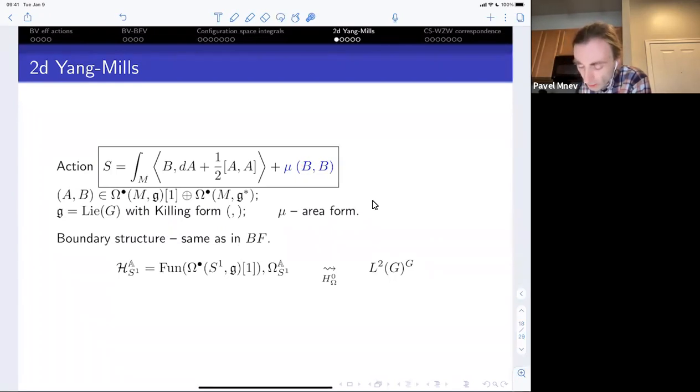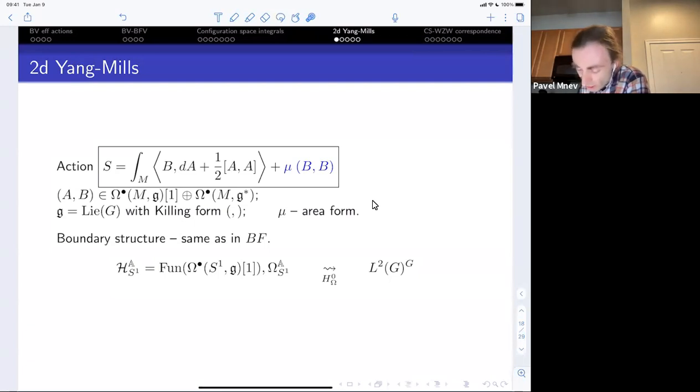Here I'm thinking of the Lie algebra as corresponding to a compact group, so it's equipped with some Killing form. Using it, I can identify G star with G and pair the B field with itself. So this is nearly an AKSZ theory, except that it depends on this additional piece of source geometry, a fixed area form.